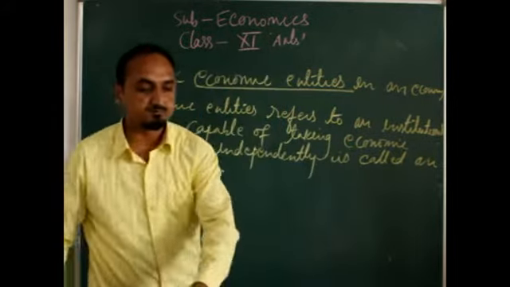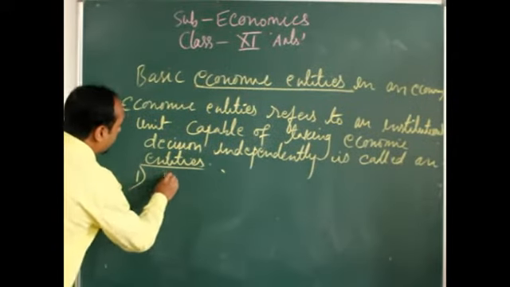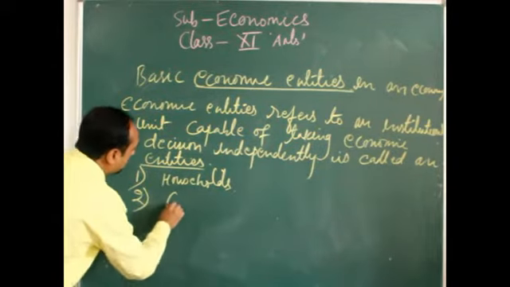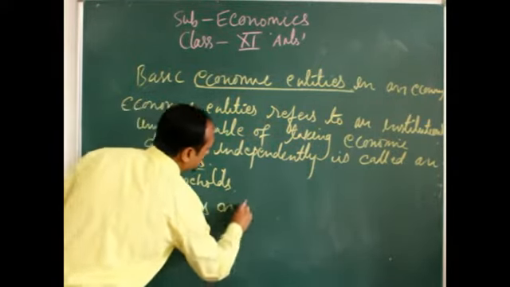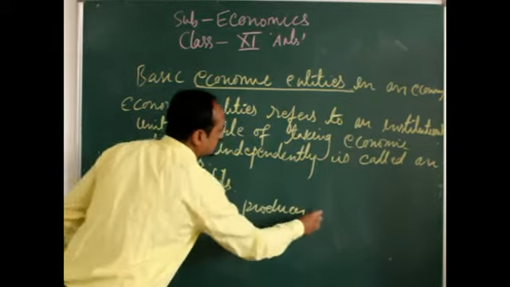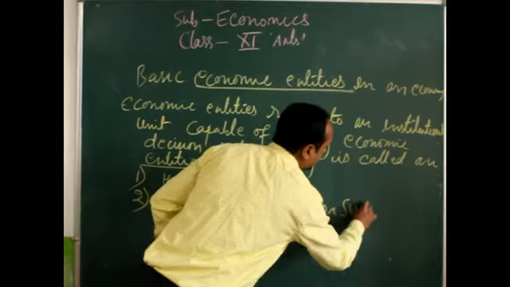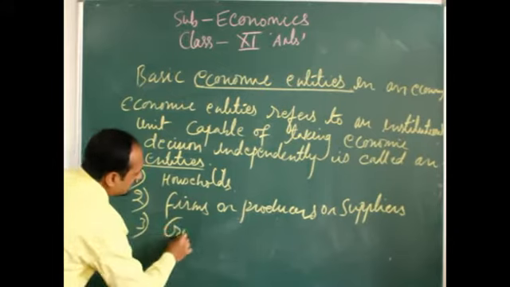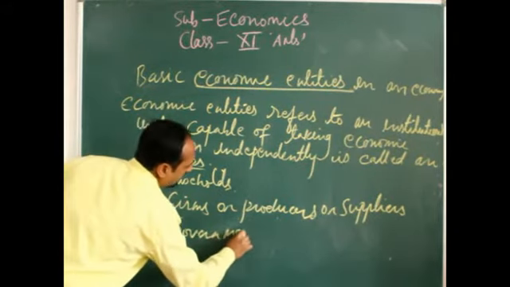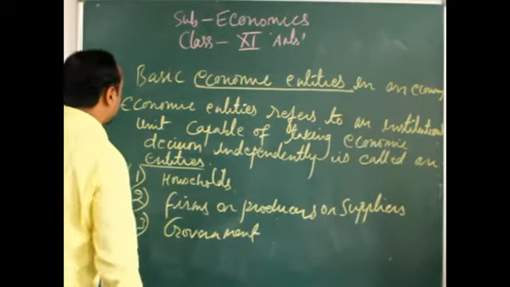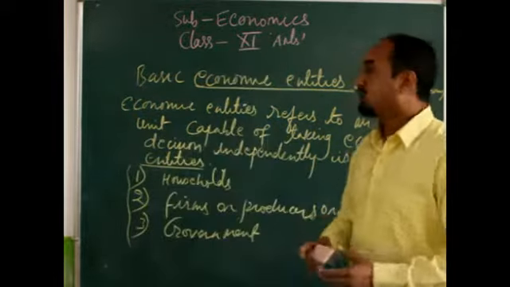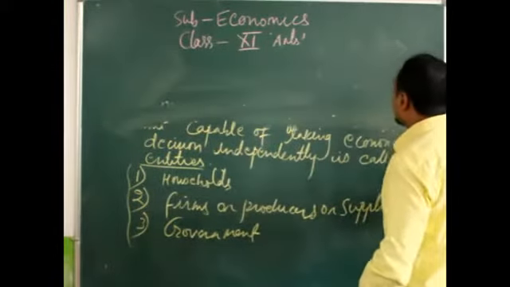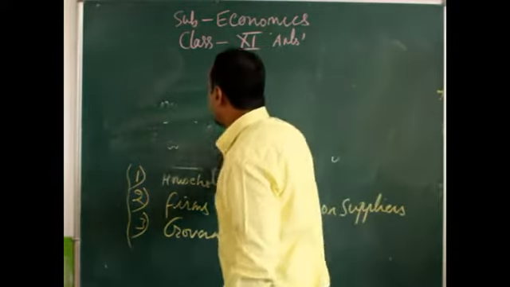Number one, we have households. Number two, we have firms, or producers, or suppliers. Number three, we have the government. Now we will discuss one by one what their role is in an economy, how they take different economic decisions, and how they participate in different economic activities.